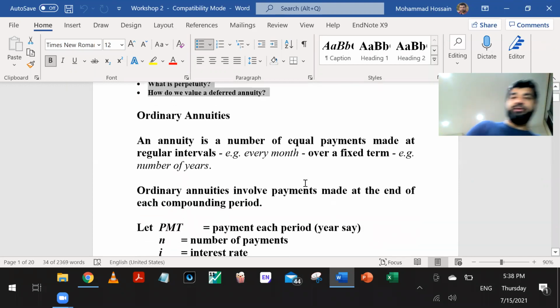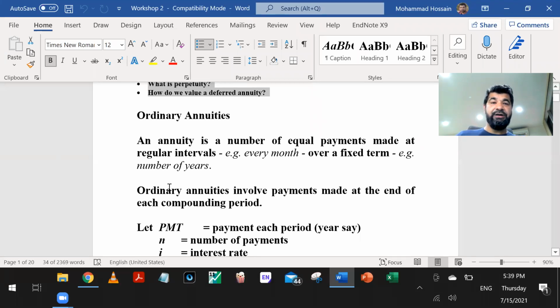All right, now let's talk about what is an ordinary annuity. That's our first topic. An annuity is a number of equal payments made at regular intervals, like every month, over a fixed term, a number of years. Some of you have taken a car loan or home loan, where you make a payment every month. This falls under annuities. The type of annuity depends on how your payments are organized and on what conditions you make the payment.